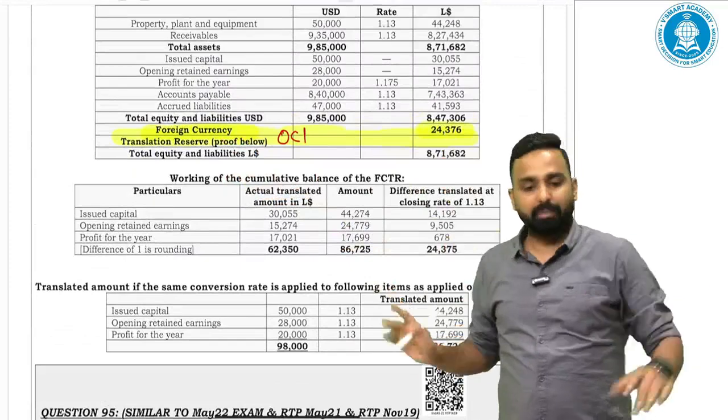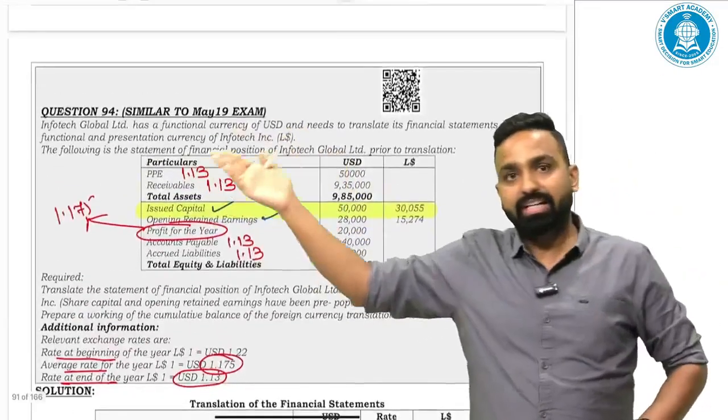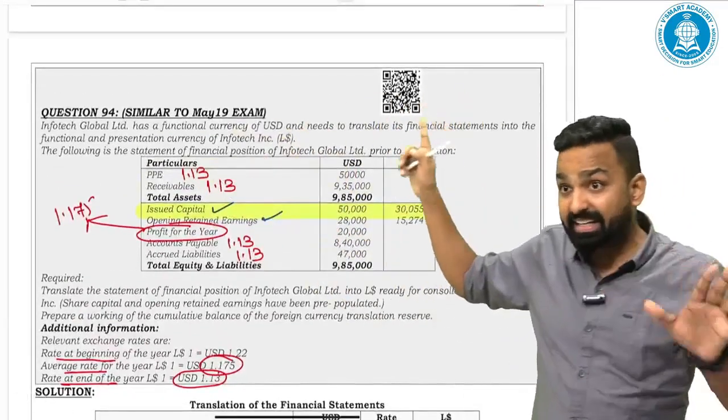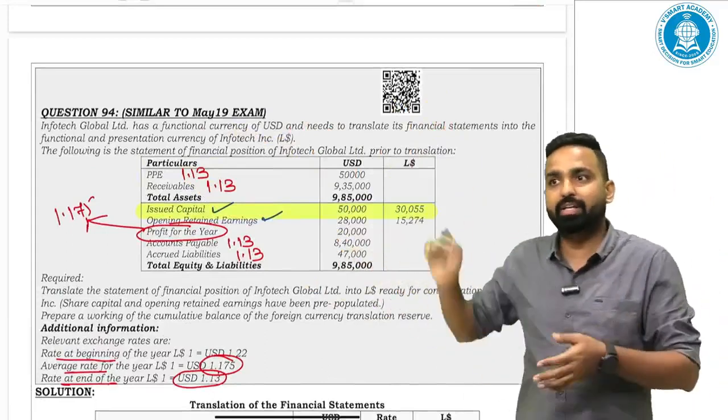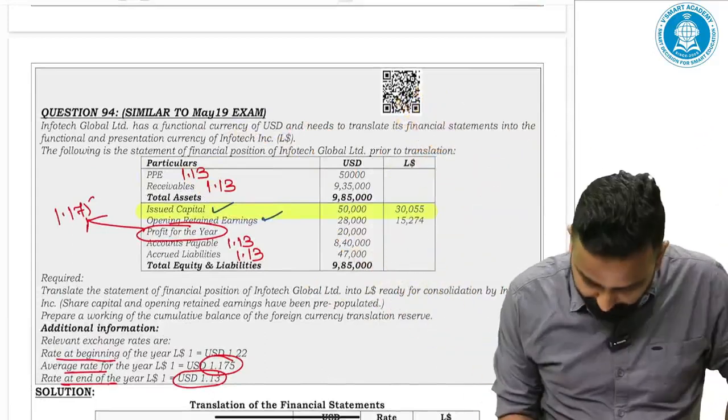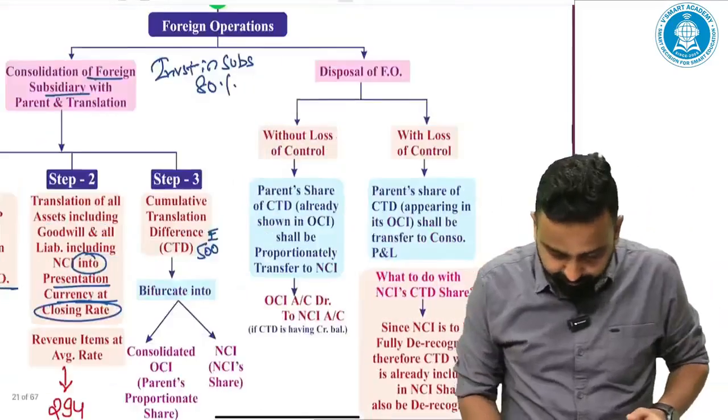Are you guys understanding? Simple. But, in detail, I have already explained this question. In detail means full question by solving it through this QR code. Okay. Now, come back again.